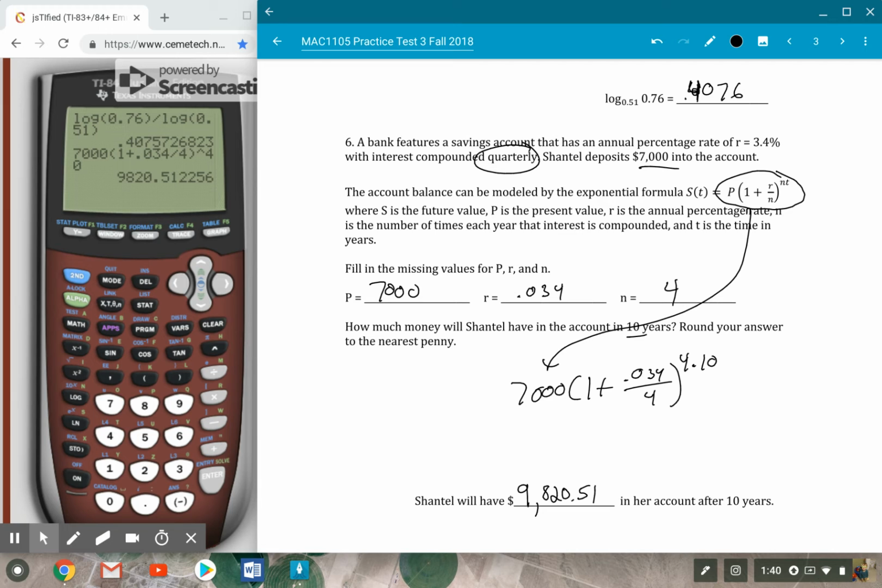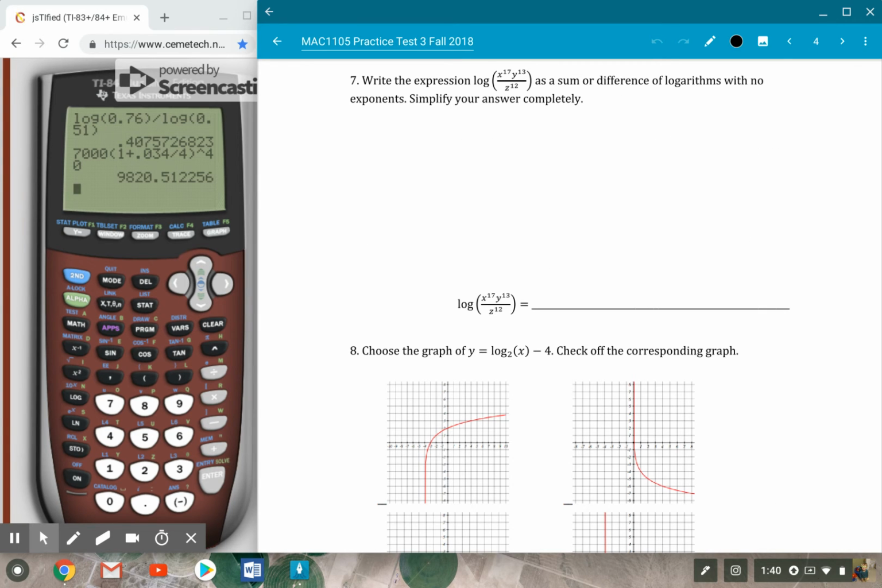There's my result for that one. Moving to number 7. Write the expression log of x^17 y^13 over z^12 as a sum or difference of logarithms with no exponents. Simplify your answer completely.